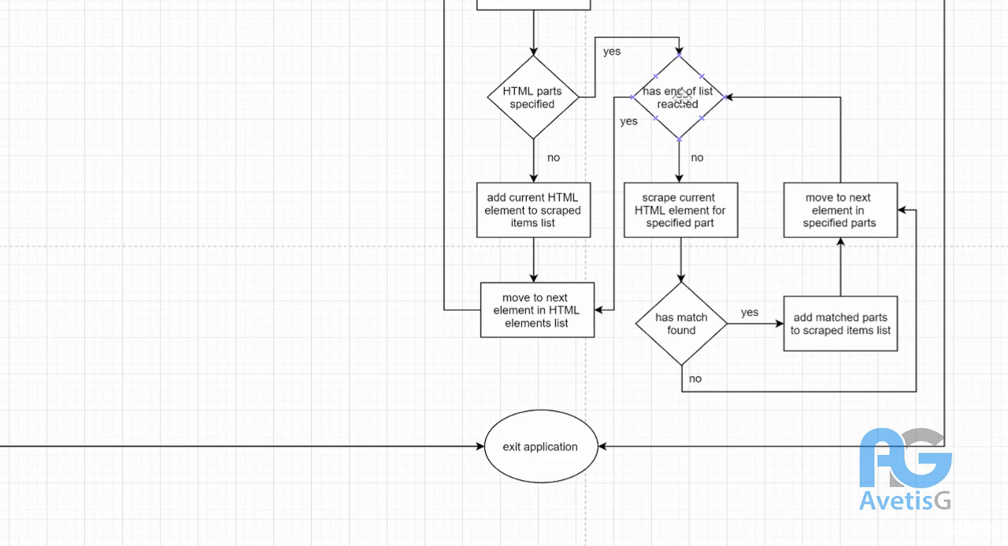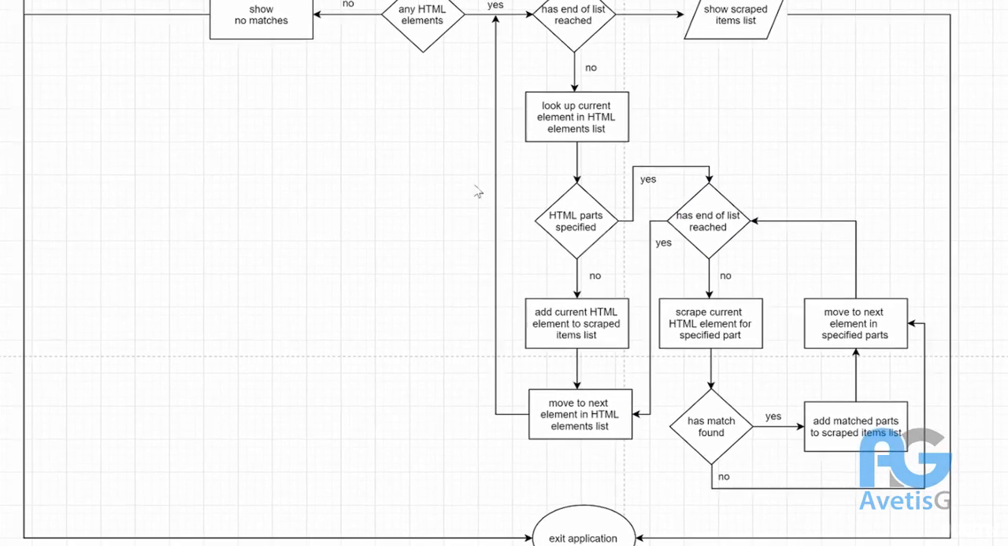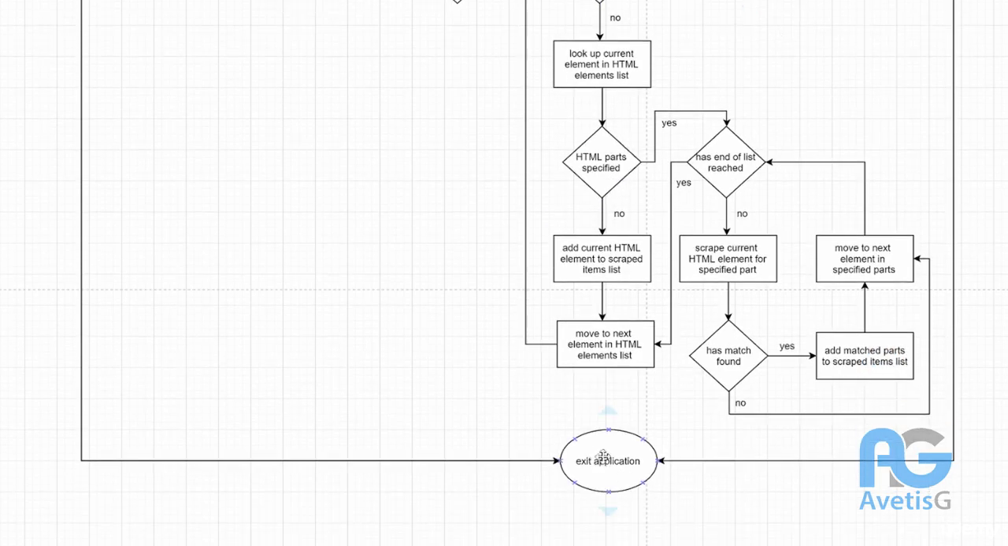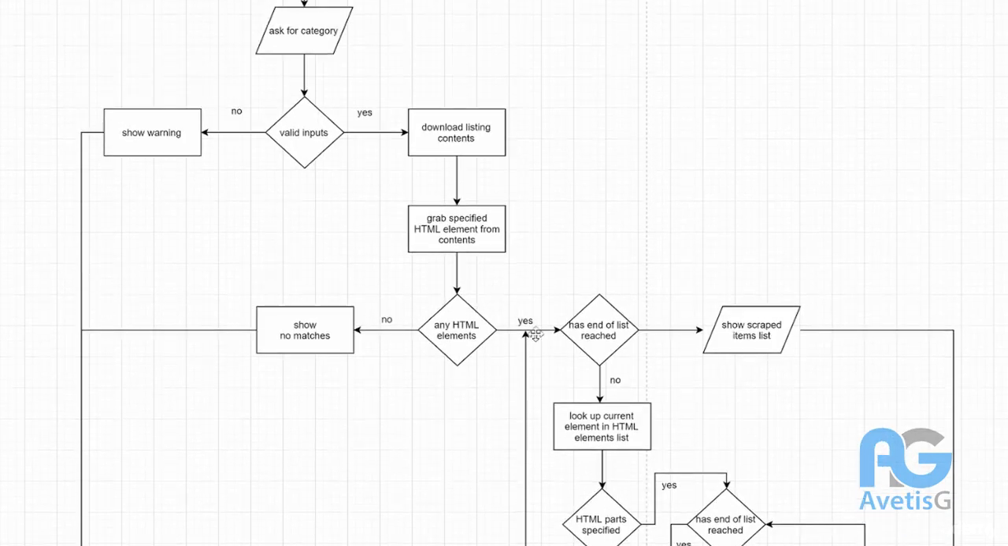So it says, has end of list reached? If yes, then we go here and we just move to the next HTML element, right? And on each iteration, we're also going to be doing this loop, which is grabbing the parts off the element. We're going to be doing that until it reaches the end, shows the matched elements, and then exits the application. As simple as that, really.